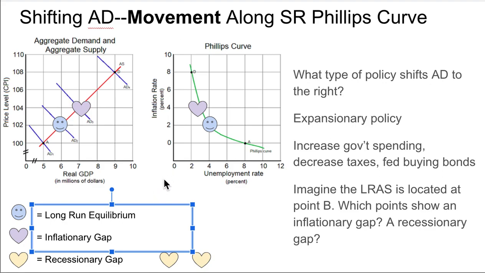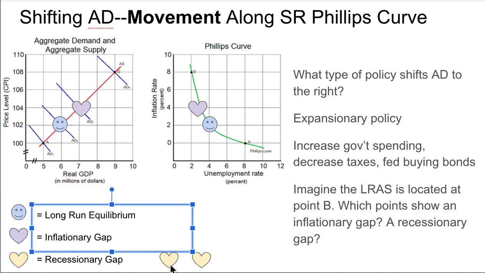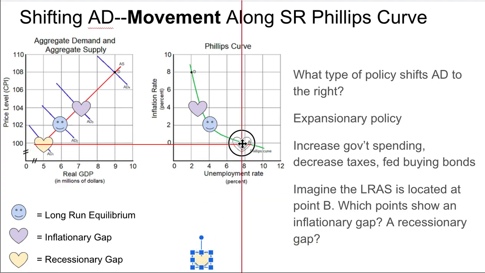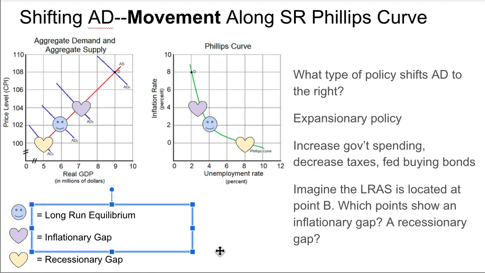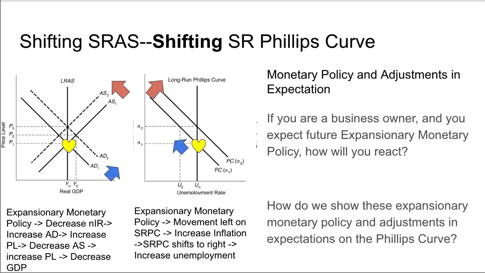We can understand that that correlates because if real GDP is increasing and inflation is increasing, we have a higher inflation rate and a lower unemployment. Whereas if we saw a recessionary gap on our aggregate model, there are lower price levels and lower real GDP, we would have a point to the right on the Phillips curve where there is increasing unemployment and decreasing inflation. So the conclusion from this slide: shifting aggregate demand in the aggregate demand and aggregate supply model means movement to a new point along the short run Phillips curve.